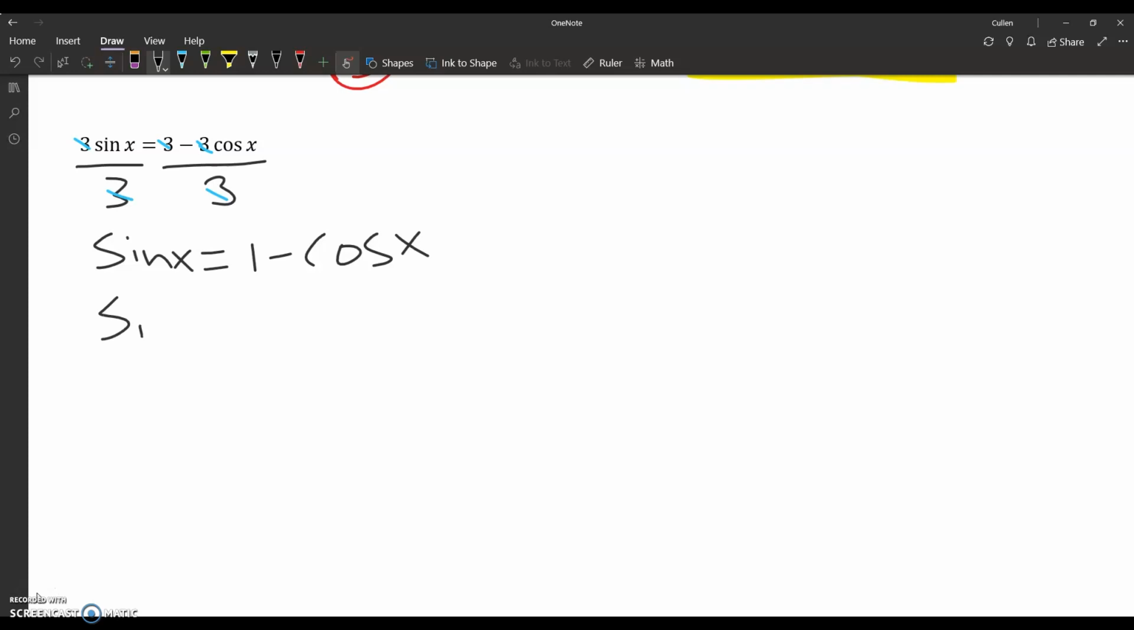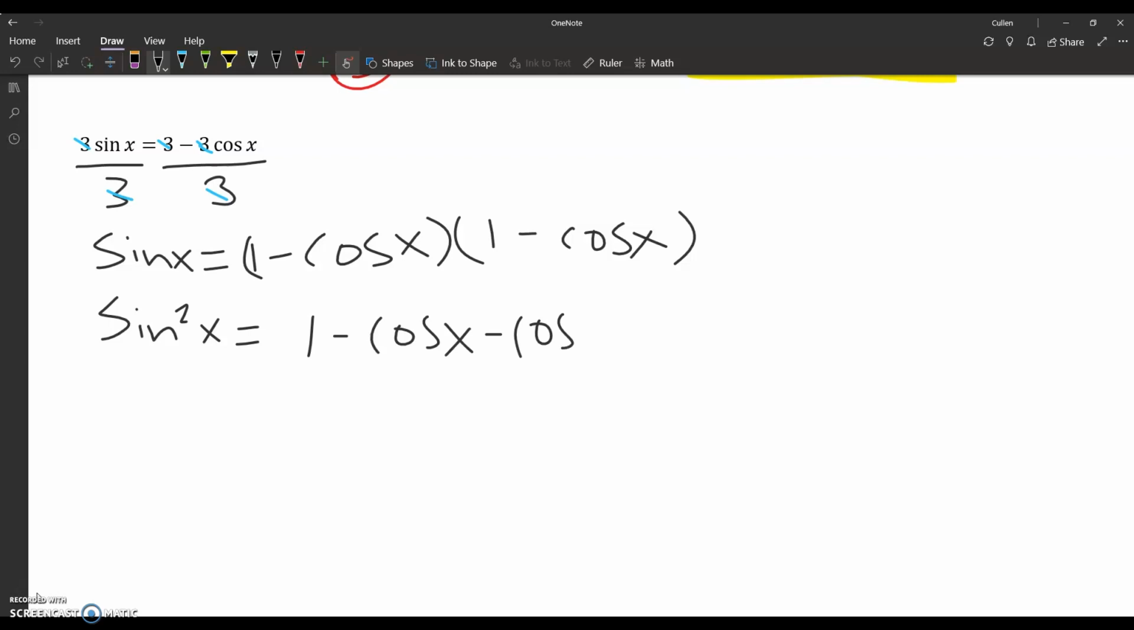Square the left side, you get sine squared x equals. Make sure you box or FOIL the right side. Don't just square both of the terms, you'll be doing that wrong. Got to FOIL it. First two terms: 1. Outer two terms: minus cosine x. Inner two terms: minus cosine x. And the last two terms is going to be plus cosine squared x.